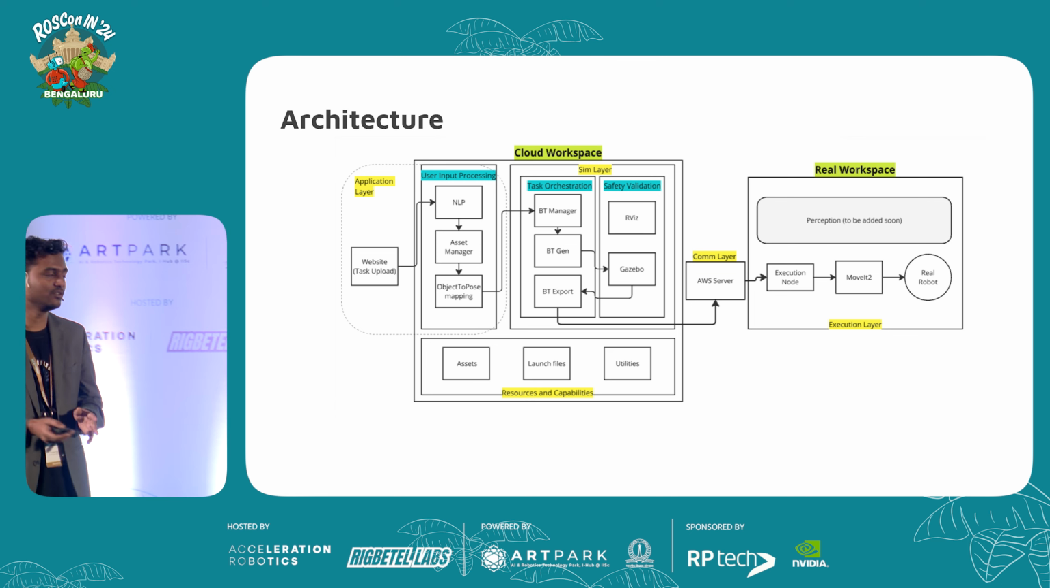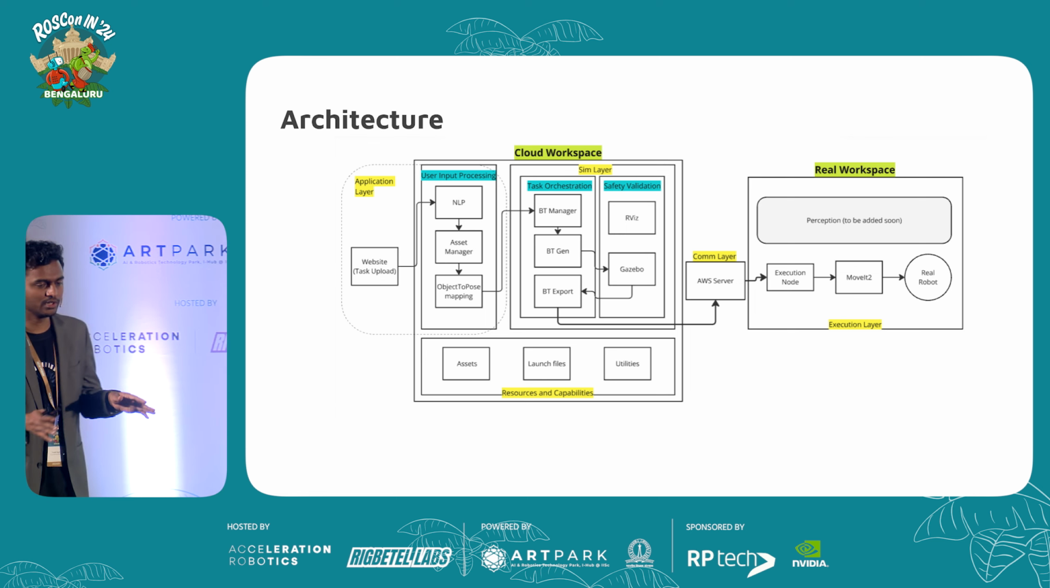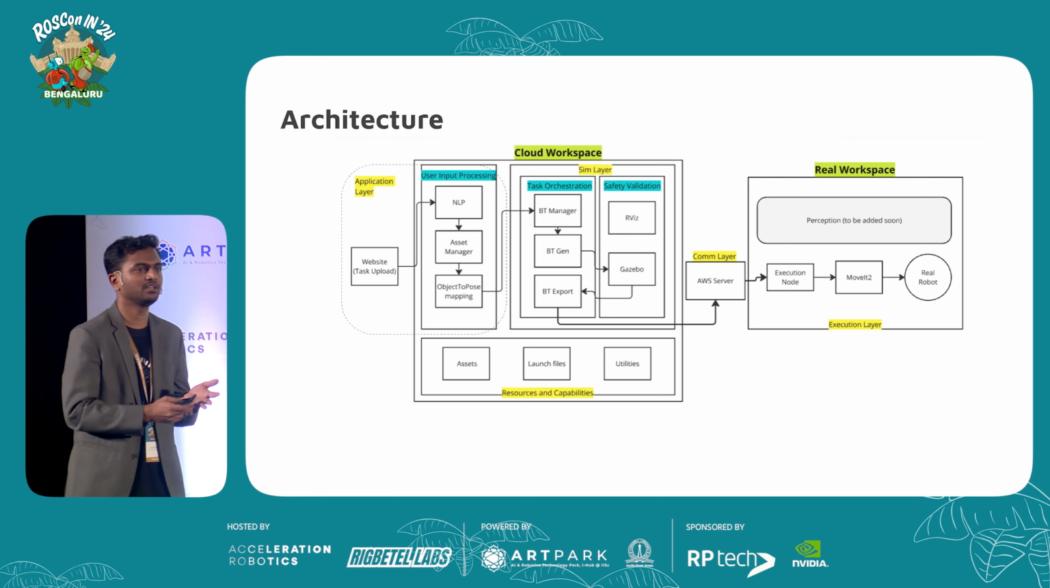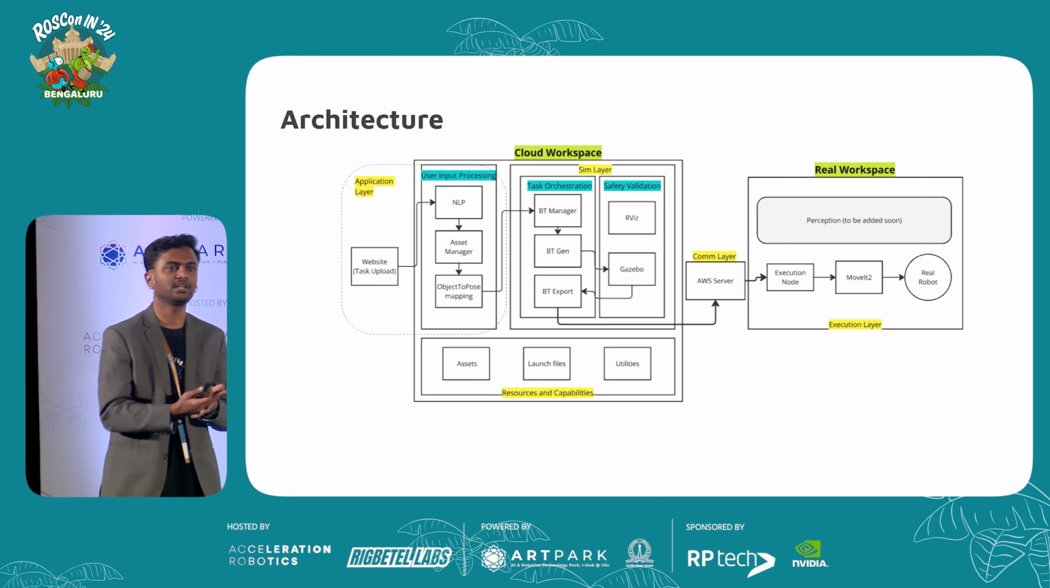Now, how does this actually work? So our architecture has 4 different layers. One is the application layer. Second is the simulation layer. Then there's a communication layer and the execution layer.